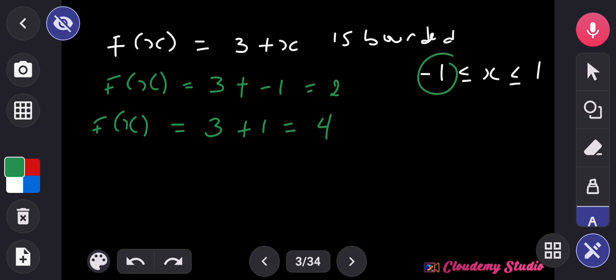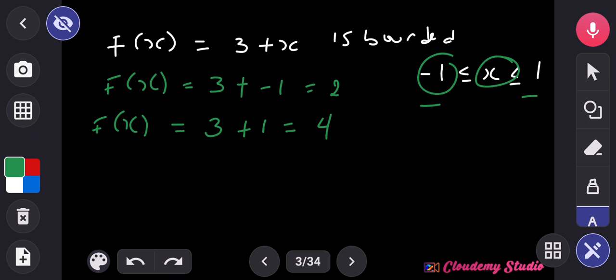But this x can be any number between -1 and +1. What are the numbers between -1 and +1? We have -1, we have 0, and we have +1. You understand? Which means there can be 0 as well. But in this case, we are just looking for the upper bound and lower bound.